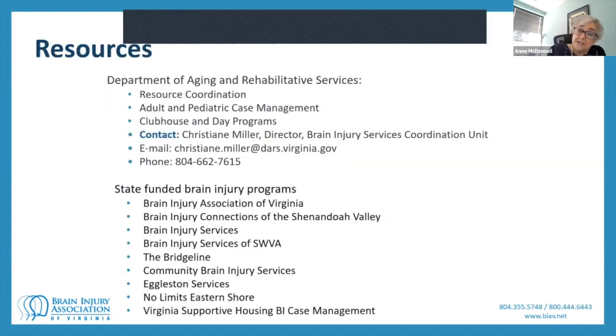In Virginia, the Department of Aging and Rehabilitative Services is the lead agency for issues related to brain injury. And there are 9 state-funded programs that provide a variety of services that include resource coordination, case management, clubhouse and day programs. You'll see those 9 organizations listed there, and they cover the state of Virginia. In Southampton Roads, Eggleston Services operates case management services and a clubhouse for persons with brain injuries. And they can be a terrific resource for you when you're struggling to serve someone with a brain injury.